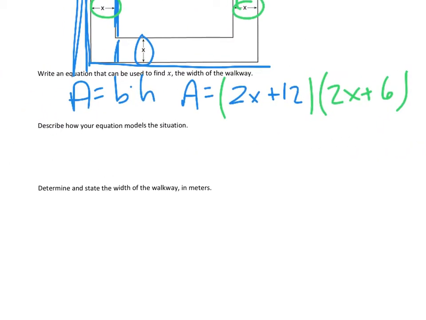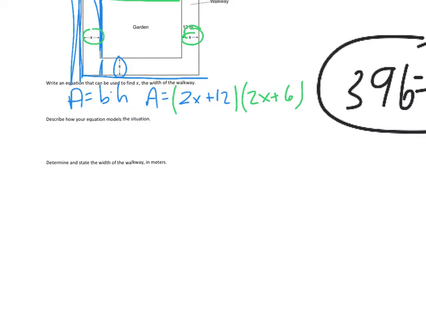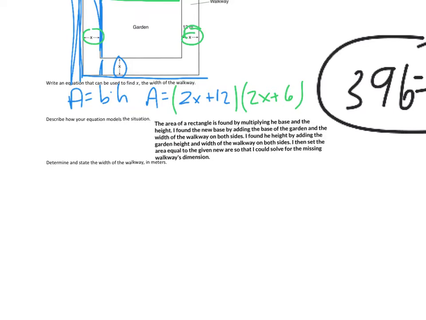Describe how your equation models the situation. So, I said the area of a rectangle is found by multiplying the base and the height. I found the new base by adding the base of the garden and the width of the walkway on both sides. That's the 2X. I found the height by adding the garden height and the width of the walkway on both sides. Again, that's the 2X. I then set the area equal to the given new area so that I could solve for the missing walkway's dimensions.